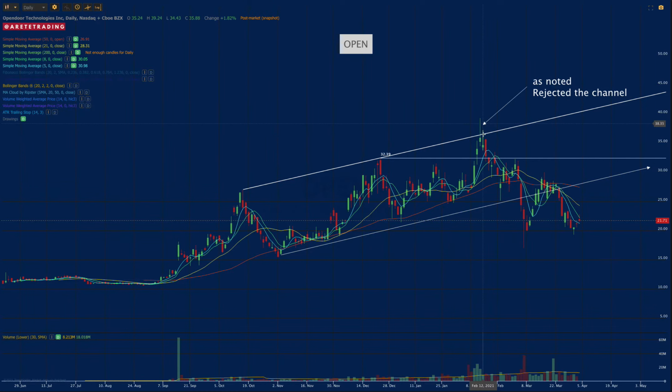See how this looks very similar to that Lam Research trade? So how you pop out of those, right? So you see you came back down. You broke the lower end of the channel. You rallied back to the 21-day on that.